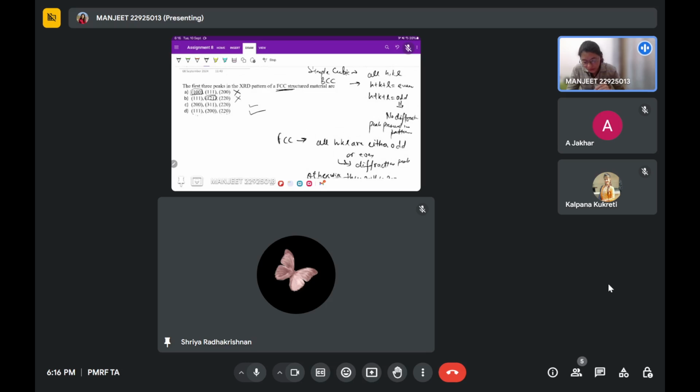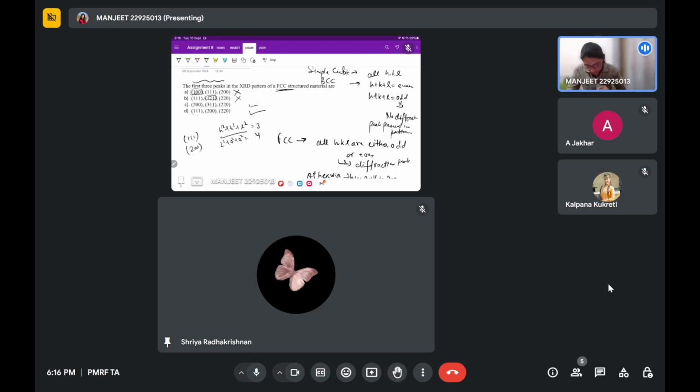But the question is asking about the first three peaks. So which ones will be the first three peaks? For FCC, this will come first, because h square plus k square plus l square for 111 will be 3. For 200, it will give 2 square plus 0 square plus 0 square, which equals 4.